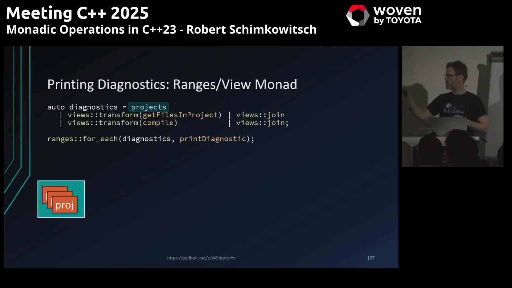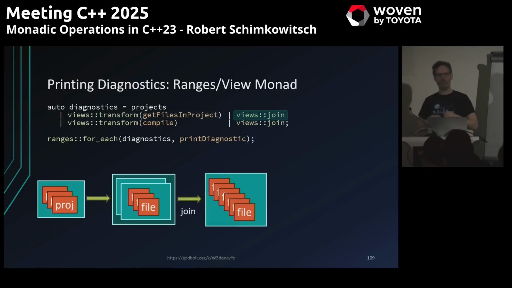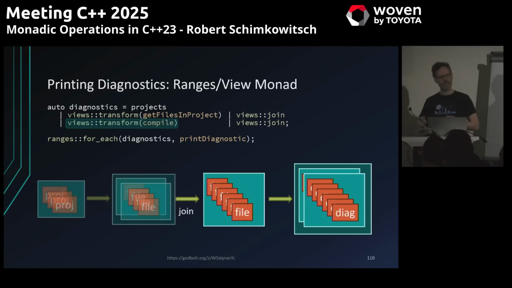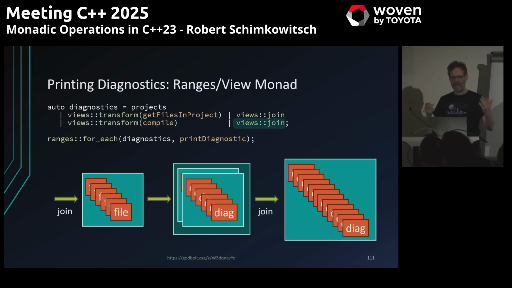With std ranges views, it would look something like this. Here we start with the projects. Then we transform them into files, which gives us a vector of files. So we join or flatten. Now we have a vector of files. Now we can continue with the compile. And this gives us now a vector of diagnostics. So again, we join, giving us just a vector of diagnostics. And now we can loop the diagnostics and print them.